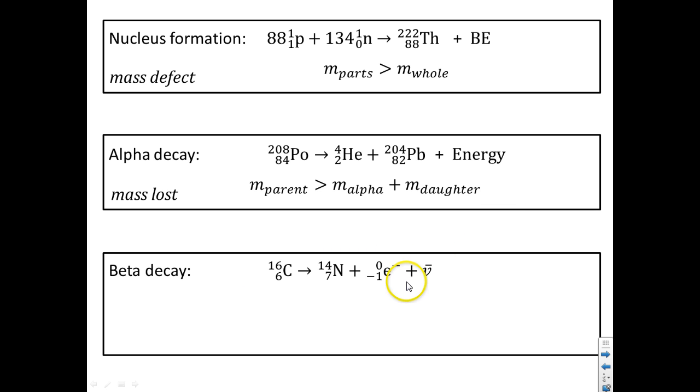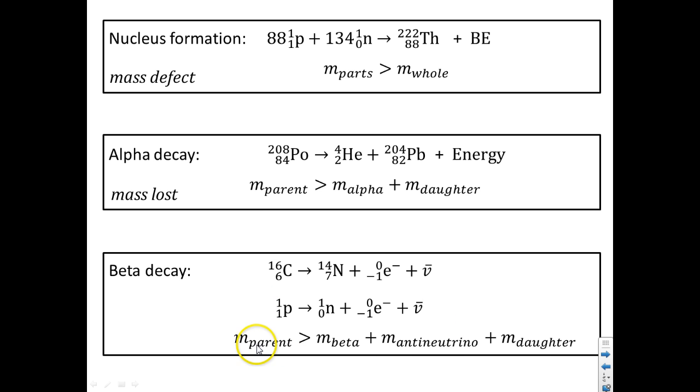Beta decay. Here's the example of beta decay. We can also write beta decay as a single proton changing into a neutron while emitting an electron, a beta particle, and an antineutrino. So this is another way to write beta decay. If we compare masses, we see the left side, the parent, has more mass than the right side combined. Mass is being lost during this reaction. That means the system loses energy because it loses mass, and the energy is released into the environment. So we have positive energy being released to the environment.